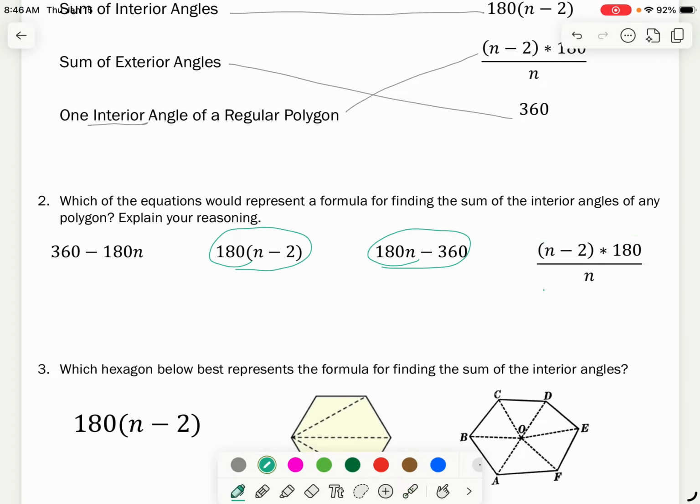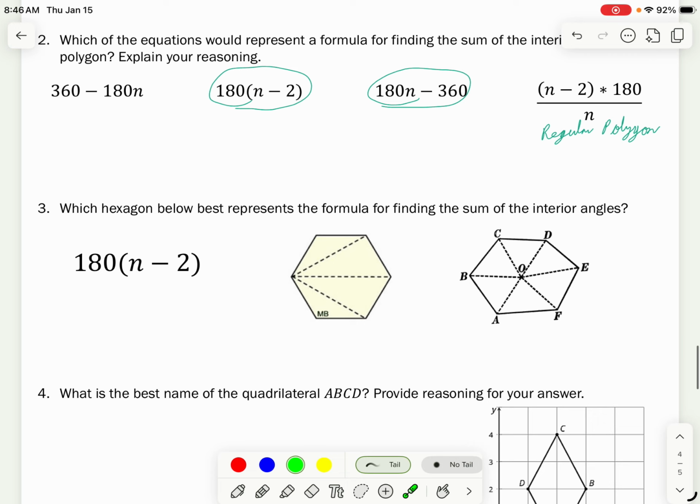Now, the one over here on the end, this is that special one. This works for a regular polygon. And it's not something you're required to memorize or anything like that. This one you're required to memorize for sure. This one you're not necessarily required to, but it's a good idea to learn how to do it and make sure you understand.